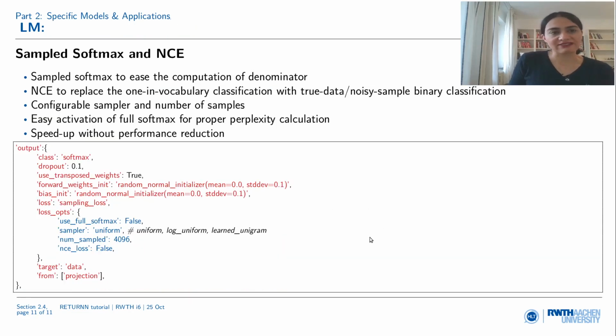And we can also have sampled softmax and NCE as speed-up techniques. In RETURN, we have both to ease the softmax, and they are options for our loss. As you can see here, the sampler and the number of samples are hyperparameters to be chosen. If we want to have proper perplexity calculation, we need to set use full softmax to true. These speed-up techniques speed up without any performance reduction. That's all for language modeling.